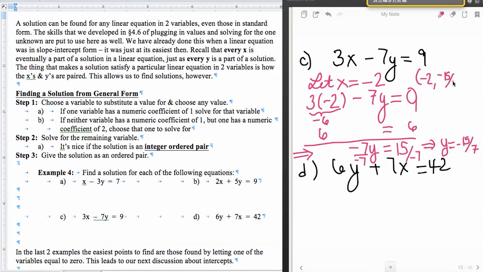And what you notice is this isn't an integer ordered pair. If I were to have to graph that, that would be a really big pain. So one of the things that's so convenient about slope-intercept form is that it's much easier to find those integer ordered pairs.